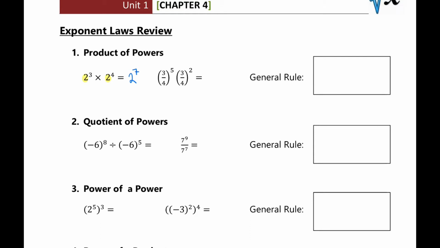Same thing for the next example here. Base is 3 over 4, and they have a common base. So we can keep the base and just add the exponents. 5 plus 7, which is 7. Oh, 5 plus 2, which is 7.